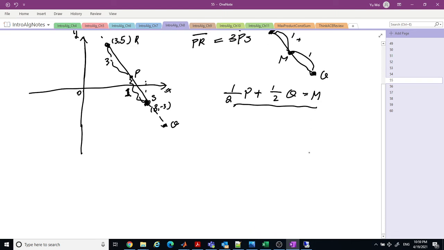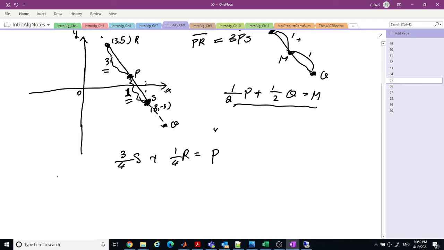This is the same thing. Here is the 3 and the 1, so P is in the middle. Let's put the weight 3 and the weight 1. The total weight is 4, so 3 over 4 and 1 over 4. Basically P is close to S, so we need to weight more on S and weight less on R. Then we get the coordinates of P.